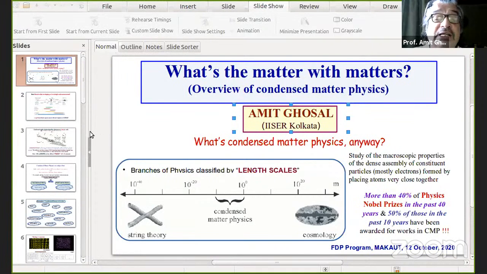So if you look into this, biology operates in this range, from here to here, roughly speaking. Chemistry works here, from atoms to something smaller than the length scale of humans. So that's the region where I think chemistry works.